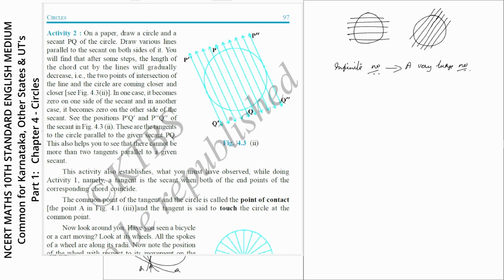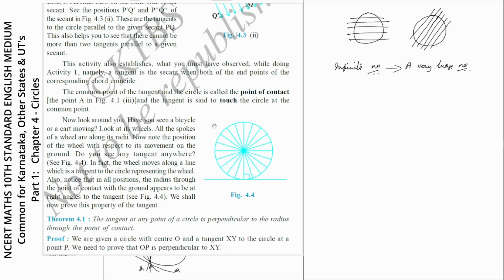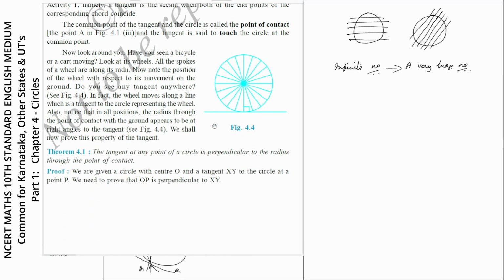Now there is another activity here in the textbook. They have given a cycle wheel. The cycle wheel will have spokes. The spokes touch the circumference and the center this way.